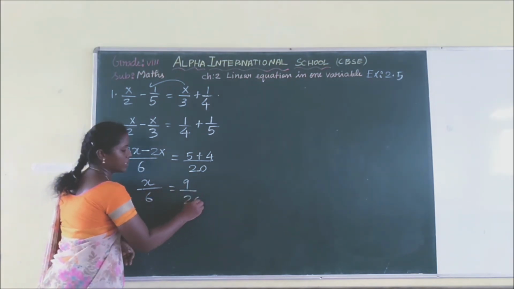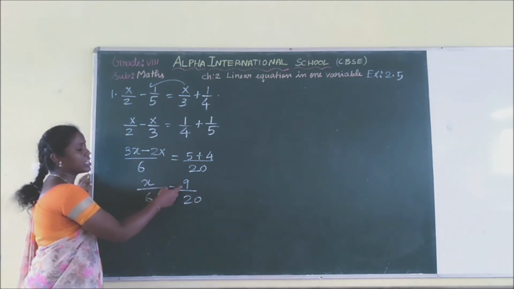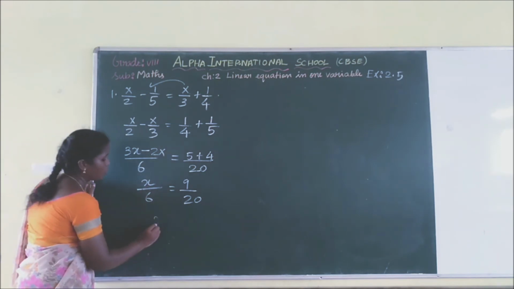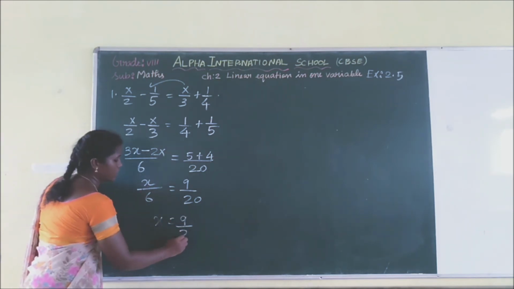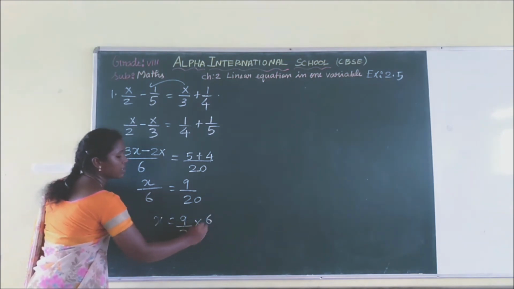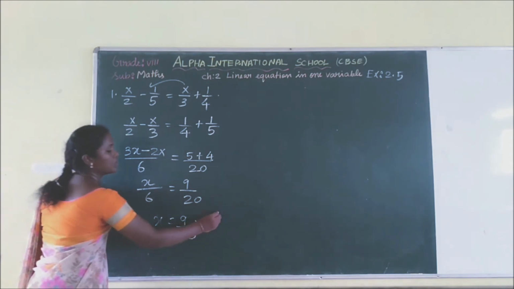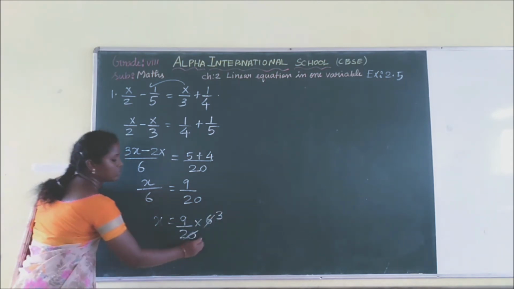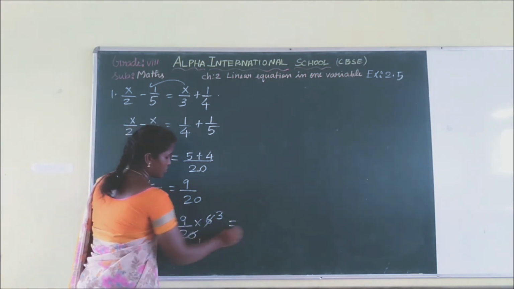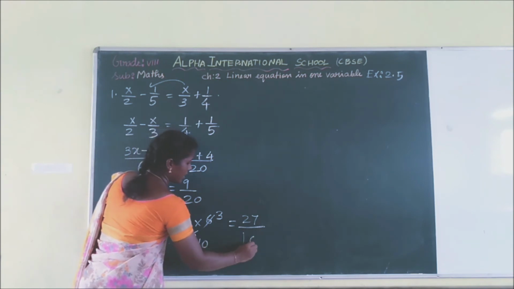So x by 6 is equal to 9 by 20. Now I want only the value of x. 9 and 20 cannot be simplified, but I want only the value of x. So x is equal to 9 by 20 times 6. 6 here is under division; if it goes to that side, it comes under multiplication. Now we are able to simplify this. 3 twos are 6 and 10 twos are 20. So finally, 9 into 3 is 27 by 10.